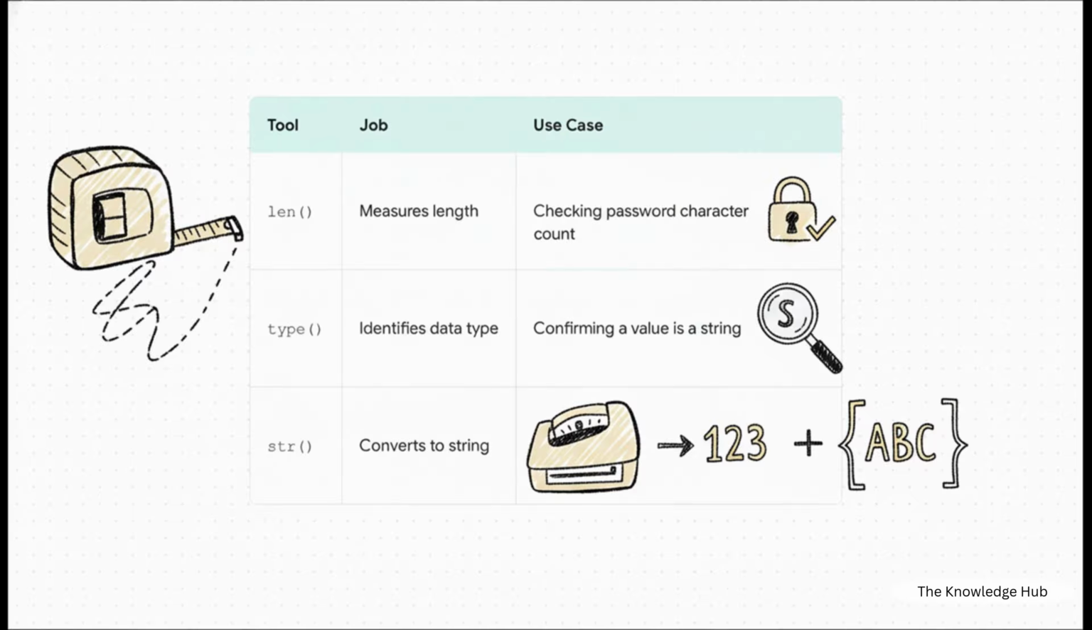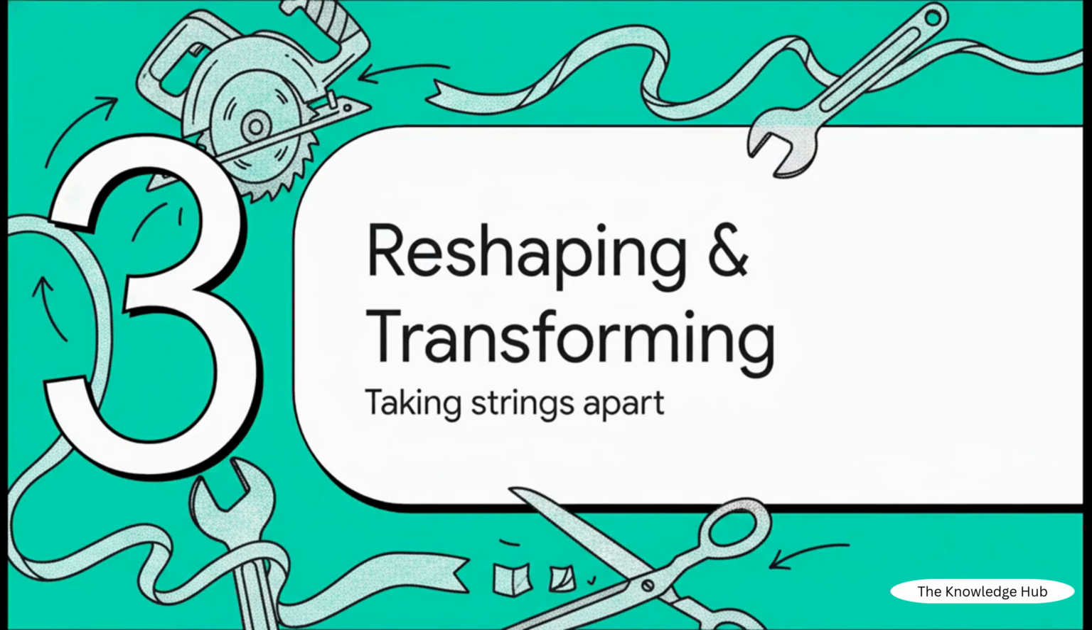Think of them like label makers for your data. Type makes sure you're actually dealing with a string, and str, well, it takes other things like numbers and turns them into a string so you can combine them without everything blowing up. Okay, basics are down. Now it's time to pull out the power tools. This is where we get into some serious reshaping. We're talking combining strings, replacing parts, and splitting them up into much more useful pieces.